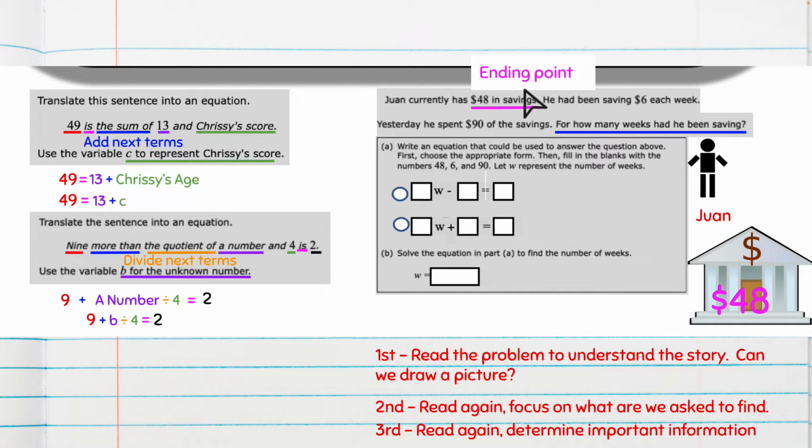That's definitely an important word or important information. So here's my $48 in the savings. He's been saving $6 each week. So that's another very important piece of information. I'm going to add $6 each week because he's saving it, right? So each week plus $6.